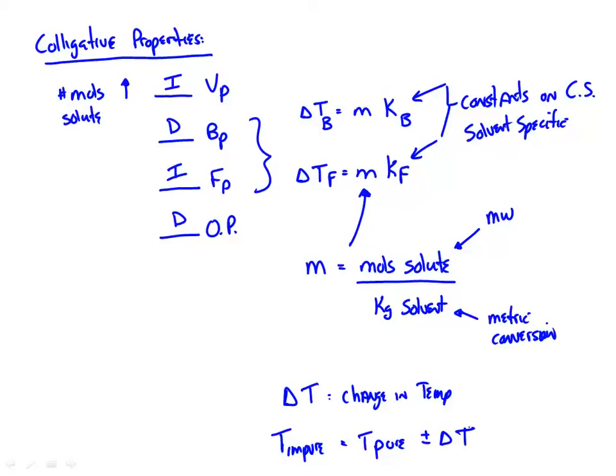And so you have to be careful. If the question says calculate the change in freezing point, give me delta T, right? And if the equation says what is the new freezing point, then you have to add or subtract something.